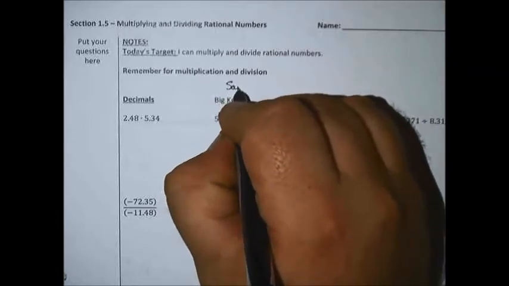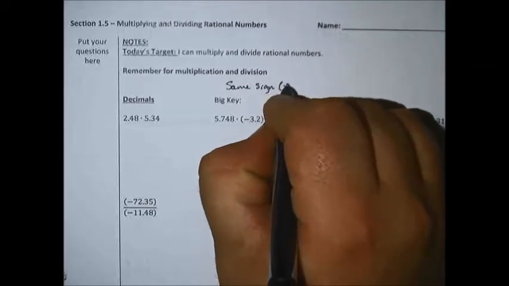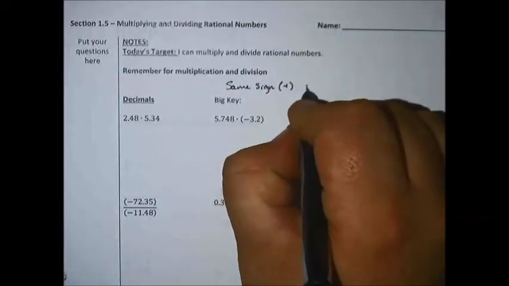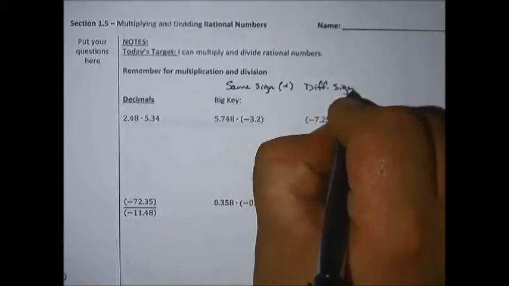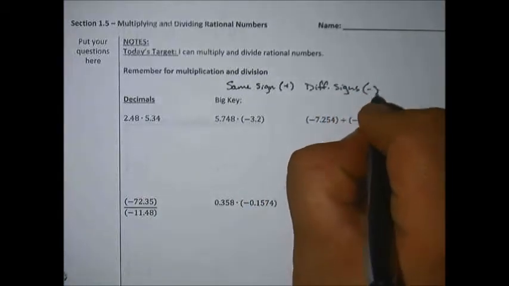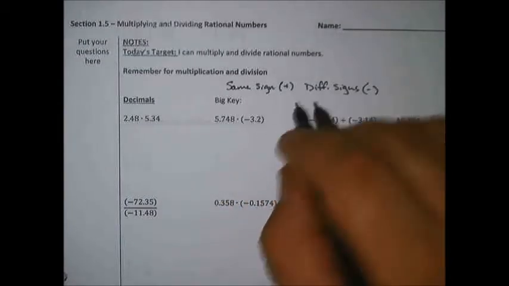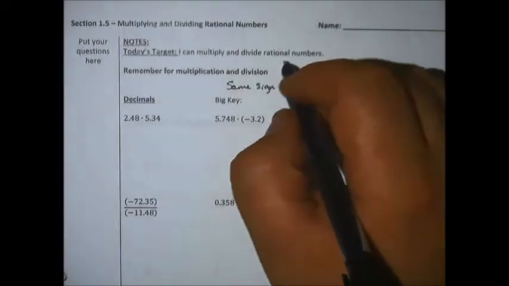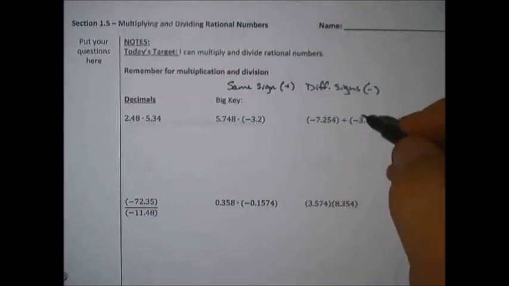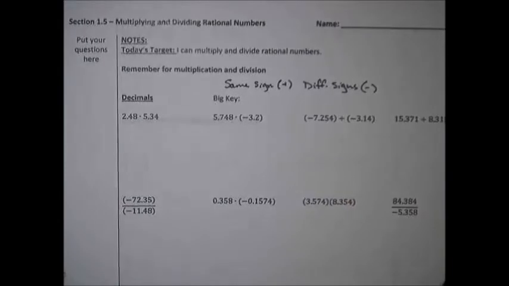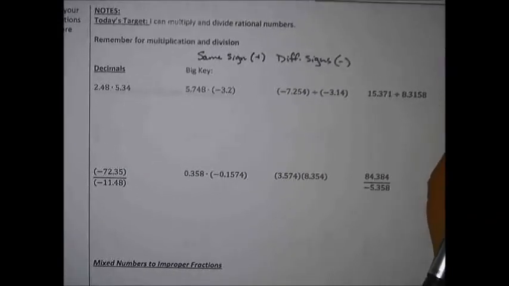If we have the same sign, our answer is going to be positive. If we have different signs, our answer will be negative. Pretty simple rules there. And again, we're going to go with that rule of thumb from last section. If we start with a decimal, end with a decimal. If we start with a fraction, end with a fraction. And mixed numbers, we'll get talking about that here in a little bit.